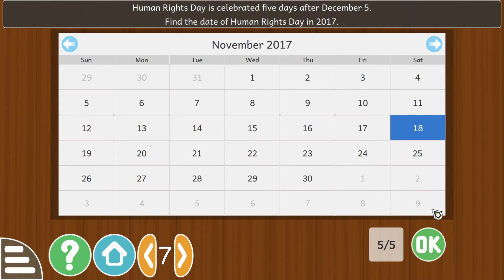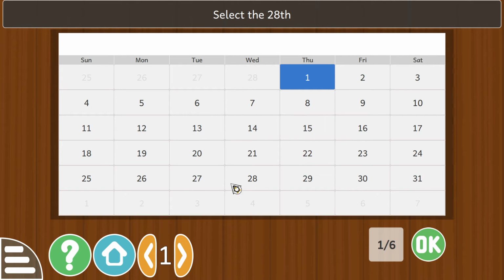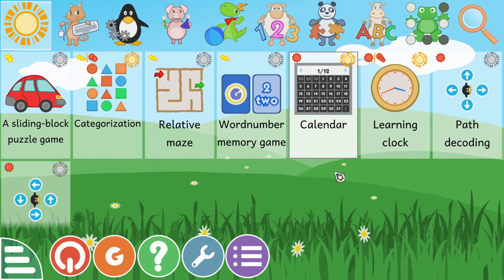Human Rights Day is celebrated 5 days after December 5th. Find Human Rights Day in 2017. Okay, so December 5th, 2017, 6th, 7th, 8th, 9th, 10th. And that wraps up the calendar module.